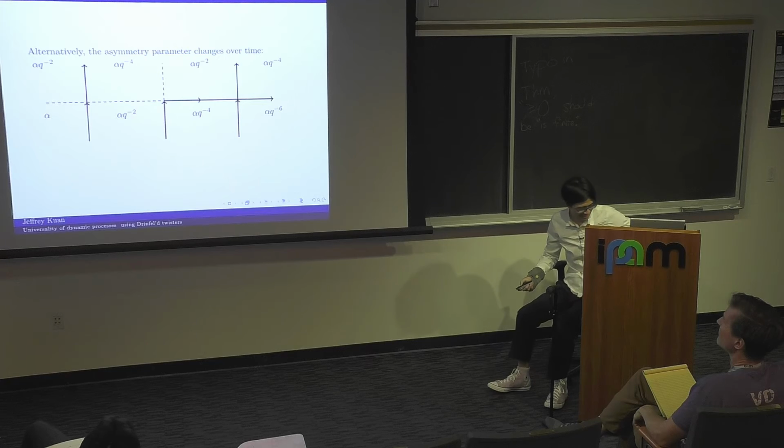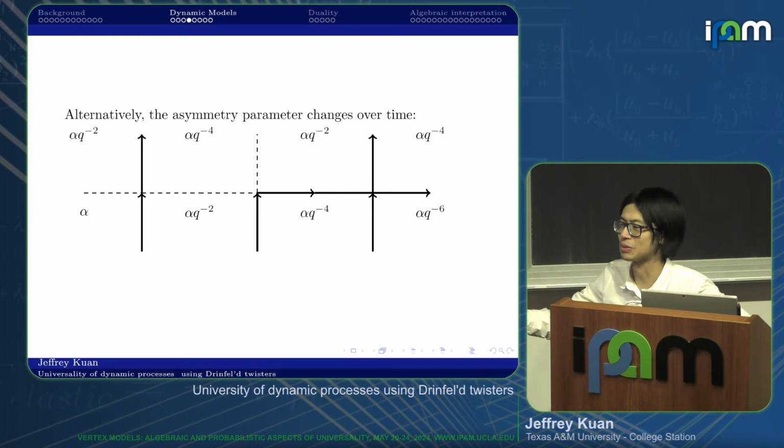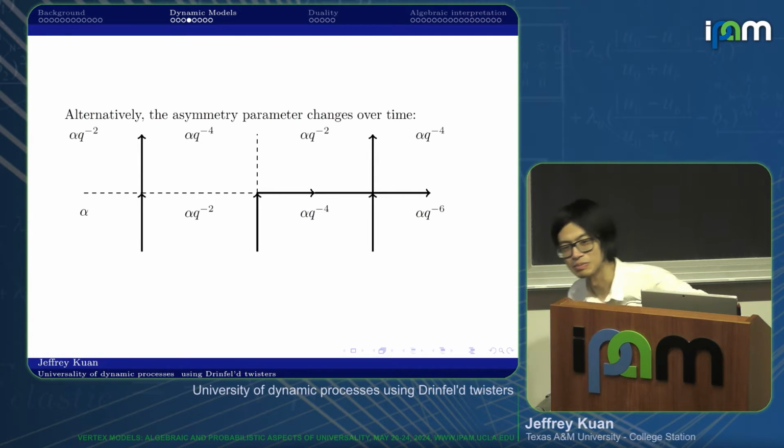So the dynamic stochastic six vertex model is similar to dynamic ASEP in the sense that the parameter alpha changes over time. That's really the main point, that alpha changes. It's not just a fixed thing. So hopefully that answers the question. I'm confused.